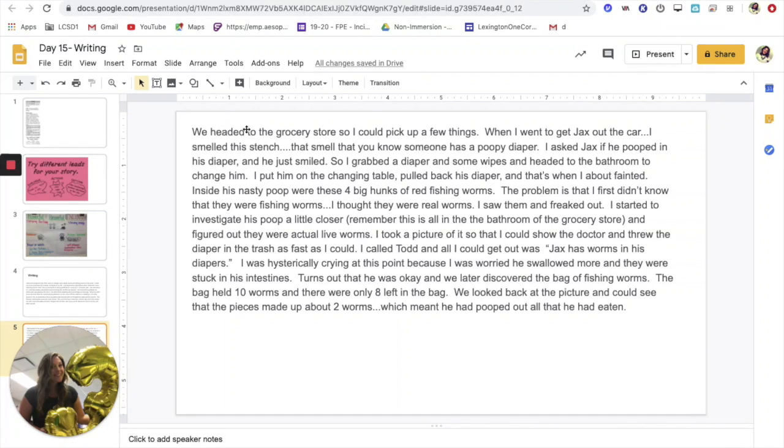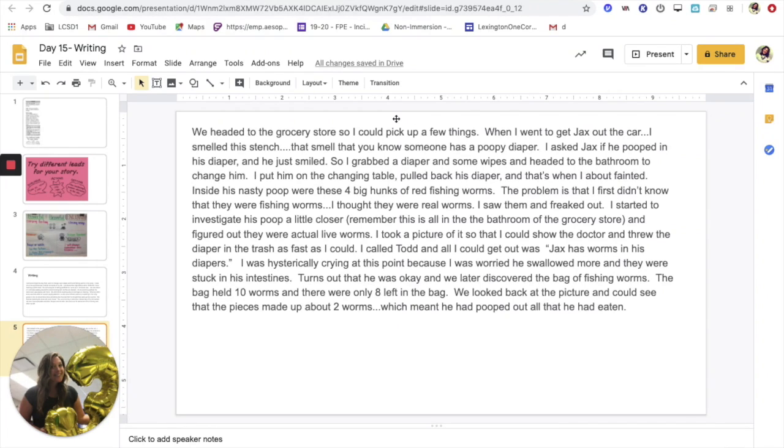When we left, we headed to the grocery store so we could pick up a few things. When I went to get Jax out of the car, I smelled this stench. That smell, you know someone has a poopy diaper. I asked Jax if he pooped in his diaper and he just smiled. So I grabbed a diaper and some wipes and headed to the bathroom to change him. I put him on the changing table, pulled back his diaper, and that's when I about fainted.